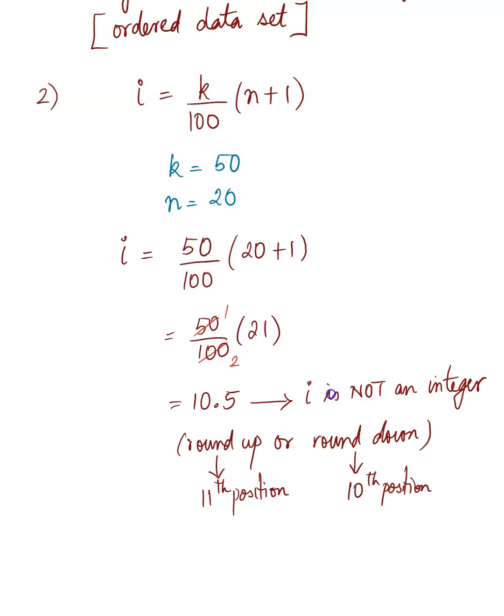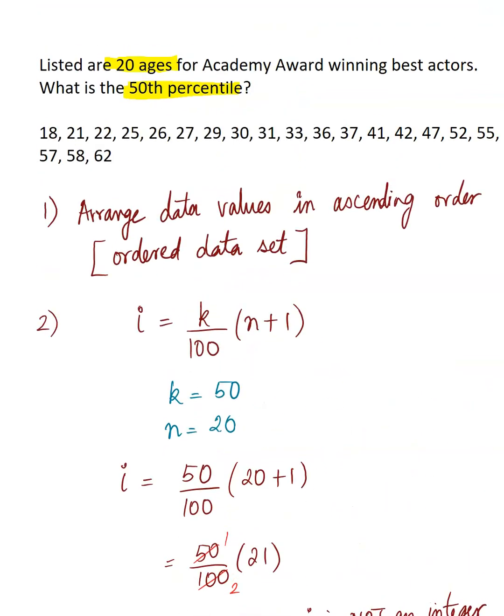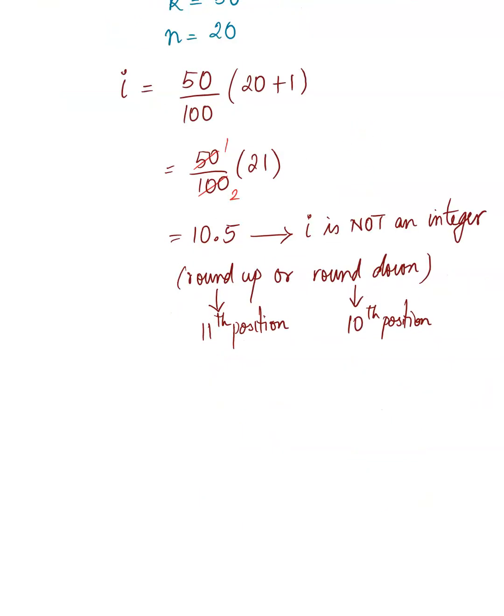So we are told to locate the 10th and the 11th position, which happen to be 33 and 36. Counting 1, 2, 3, 4, 5, 6, 7, 8, 9, 10, this is the 10th position and this is the 11th position. So they want us to find the mean of the two values. The 11th position was 36, the 10th position was 33.